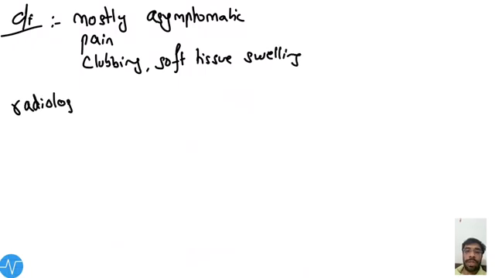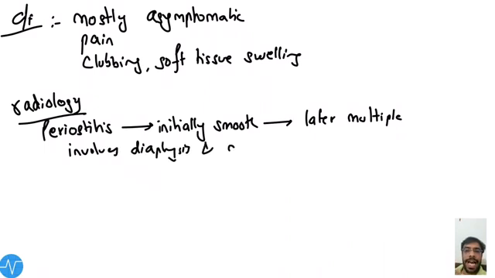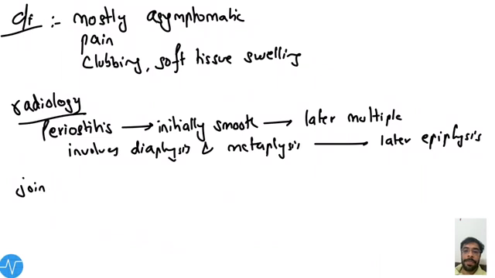What are the radiological features which are seen? It was periosteal reaction without bone involvement. So periosteitis will be seen, which will be initially smooth, but later it would be multiple. It involves diaphysis and metaphysis of long bones, and later epiphysis will be involved. In joints, sometimes effusion can also be seen.